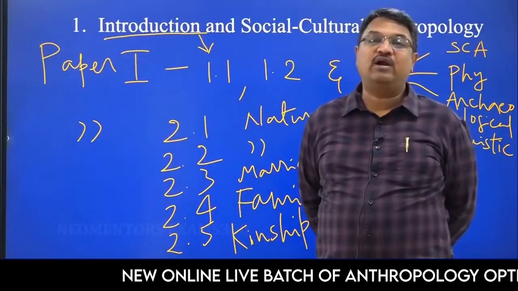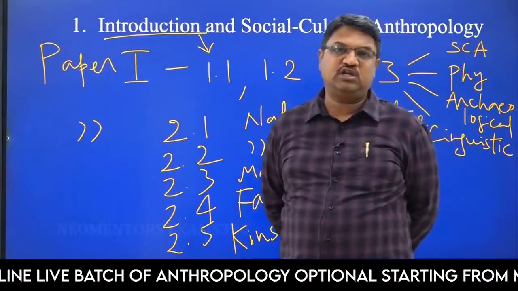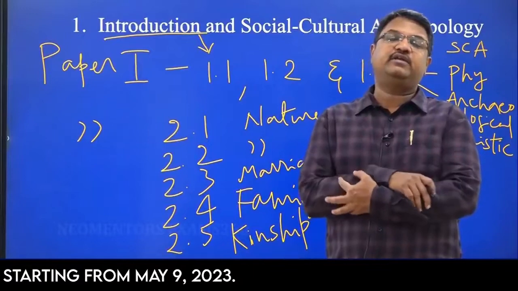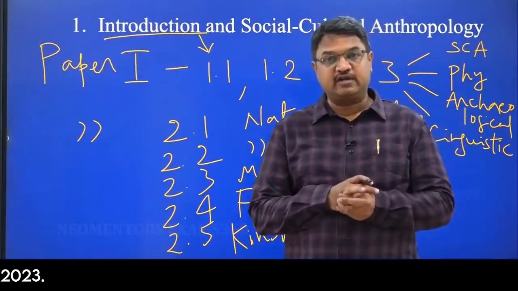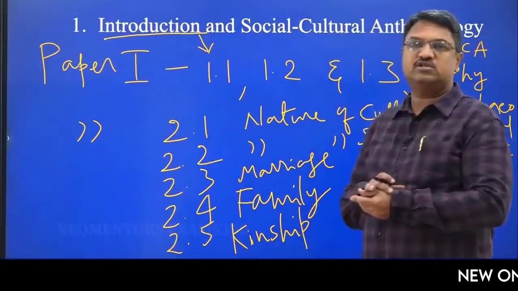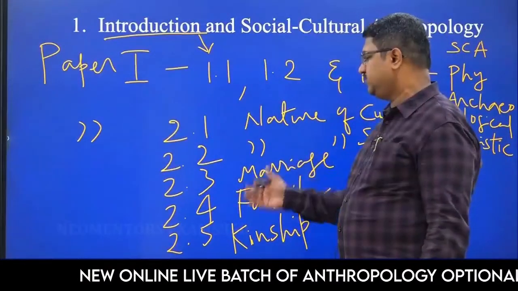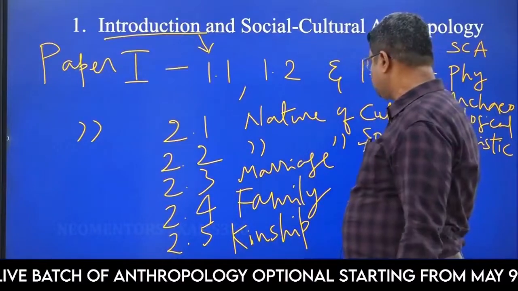So these are called social cultural institutions by anthropologists. Marriage, family and kinship and other ideas of human life. Now beyond this, there are more chapters. For example, chapter 3 also we will deal with.